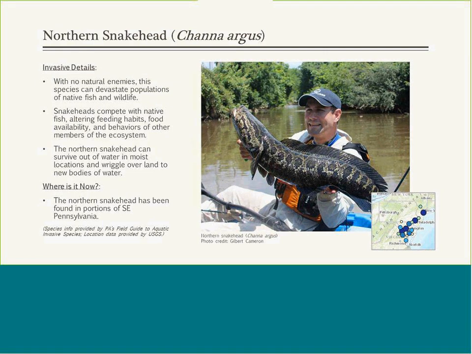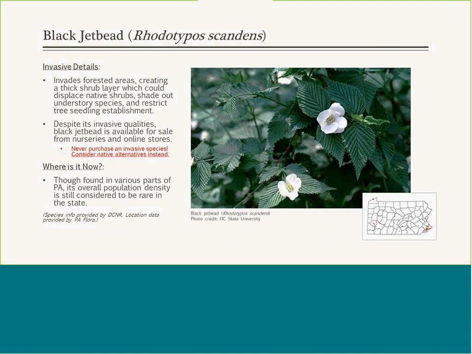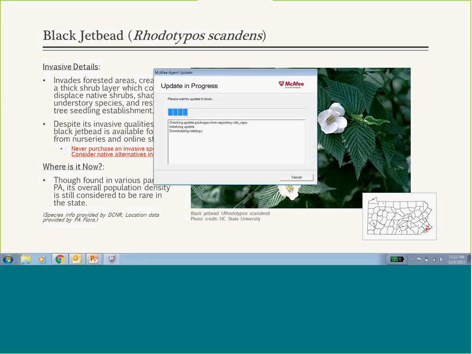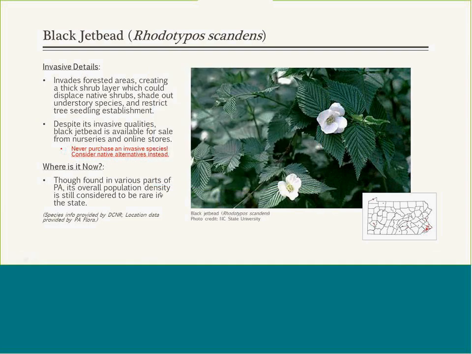Okay. This is a plant. It's called black jetbead. It's known to invade forested areas, and it will create a shrub layer which will essentially displace any native shrubs that might already be there. It's known to shade out understory species, and it will restrict any tree seedlings that are trying to establish themselves because it is providing so much shade. The sun is really what the seedlings need, and it's not allowing the seedlings to get that needed sunlight.